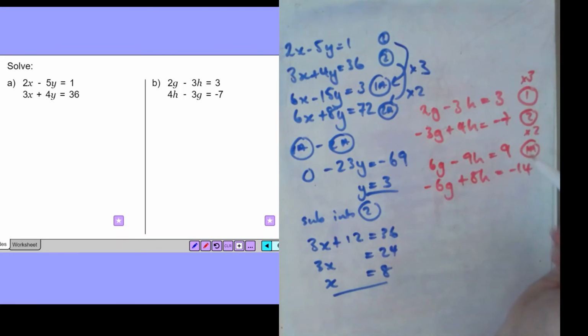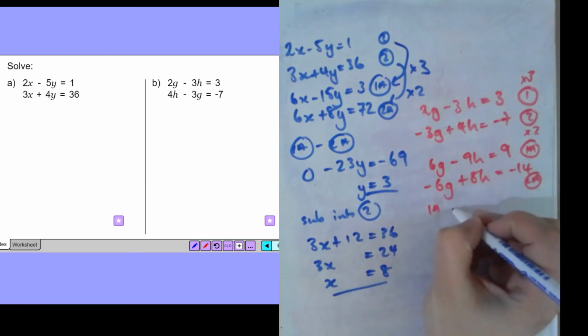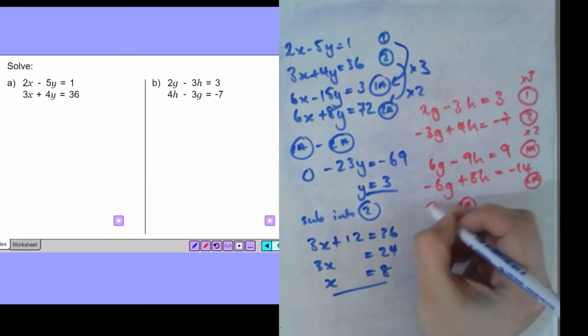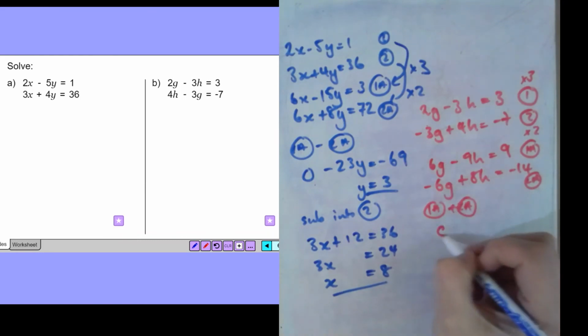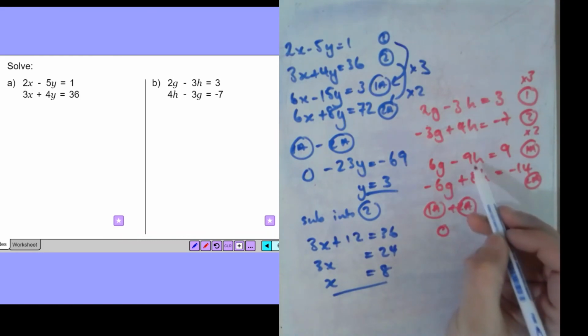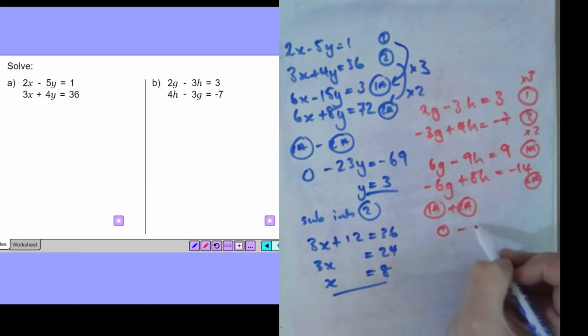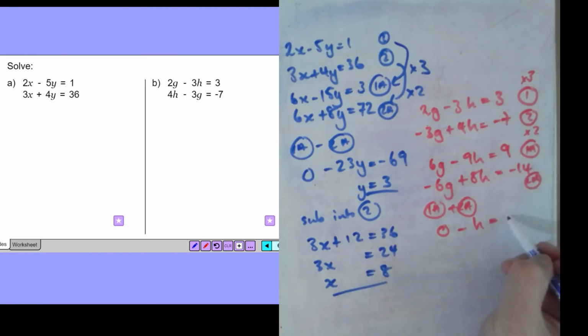Okay, so when I'm looking at this one, I'm saying, well, the 6g's are the same, so how do I eliminate them? I have to add them together. Oh, sorry, this is 2a. So I'm going to add together 1a and 2a. Okay, so that becomes 0. Negative 9h plus 8h would be negative h. And then 9 and negative 14 would leave me with negative 5. So that means h equals 5.